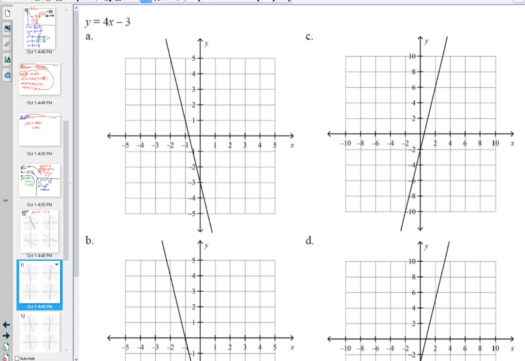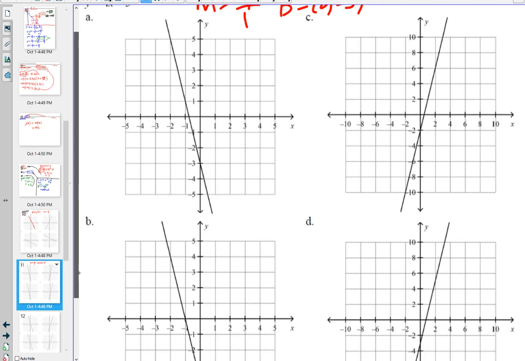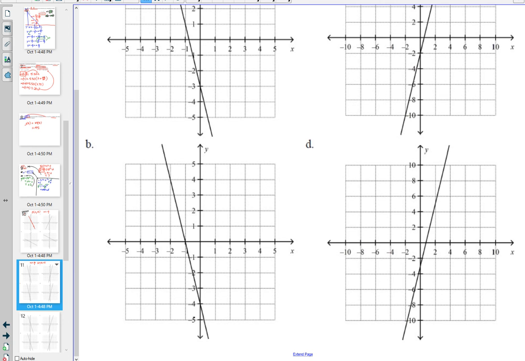What form is this in? No, this is slope intercept. My slope is 4/1. My y-intercept is 0, -3. So if I find -3, keep it quiet, and go up 4, 1, 2, 3, 4, I'm going to go to the right one. You got to know where positive slopes and negative slopes go.